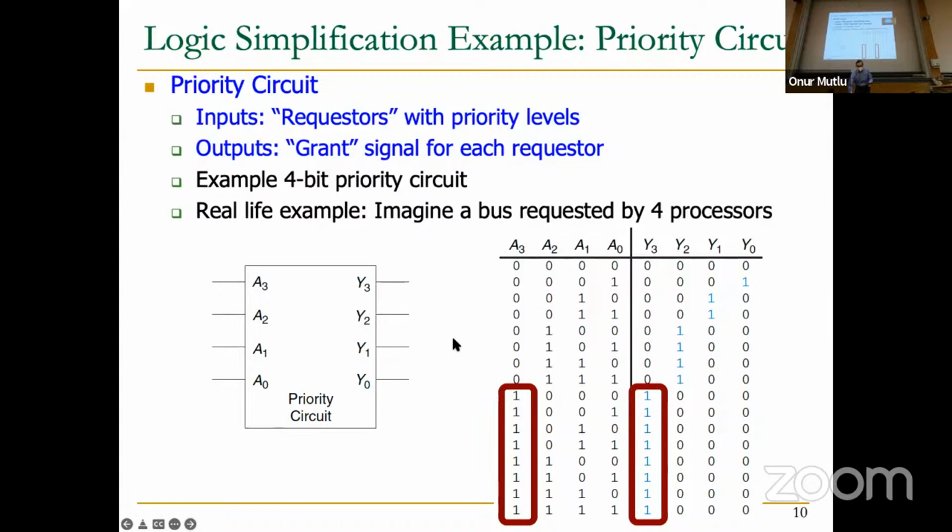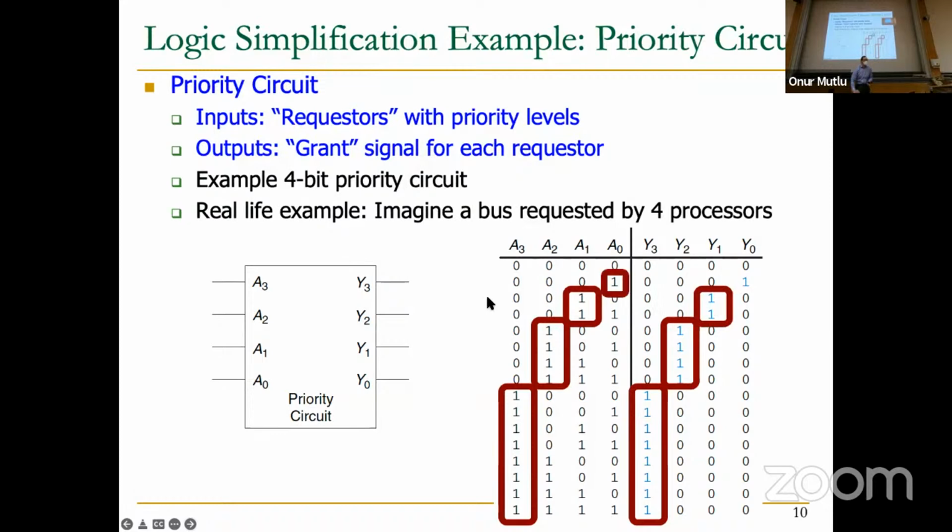If A3 is not requesting, but A2 is requesting, then A2 should get the resource, meaning Y2 should be 1, regardless of what A1 and A0 are. That's the notion of priority, because A2 has priority over A1 and A0. If A1 is requesting and A2 and A3 are not requesting, you can see that these are the 2 rows, then it doesn't matter what the A0 value is. Y1 should be 1, and everything else should be 0.